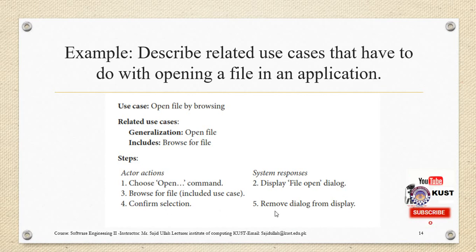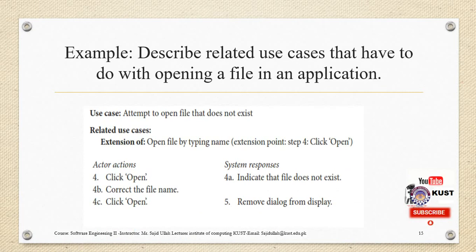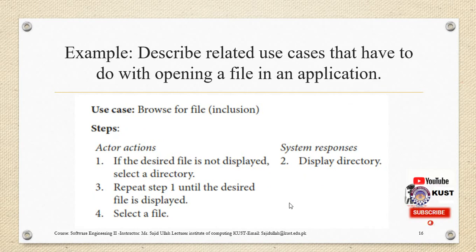Open file by browsing is a generalization of open file. It includes browse for file. The actor chooses the file open command, the file open dialog box is displayed, and the actor browses for a file. It's a separate use case. We will discuss it in the next lecture. On the next slide: confirm selection, and remove the dialog box from the display.